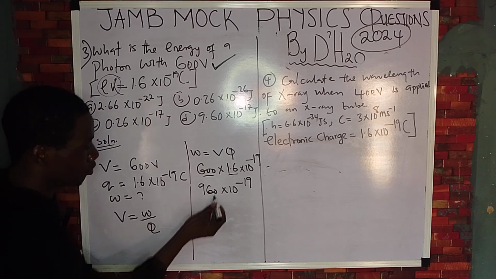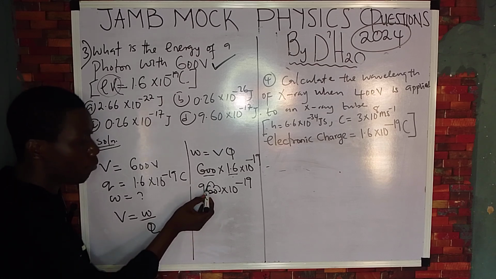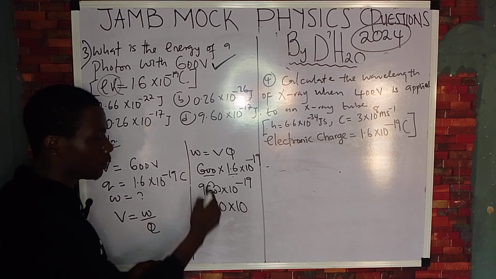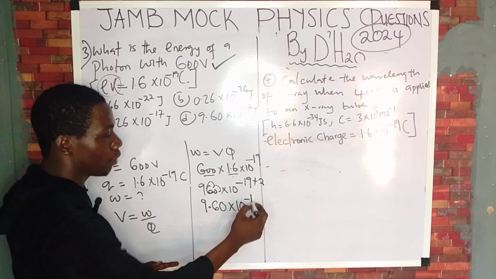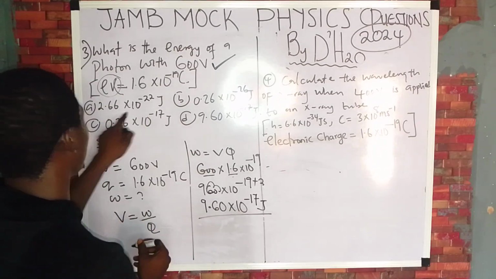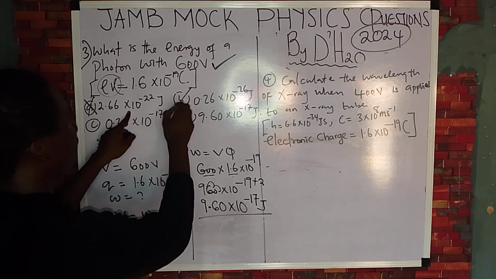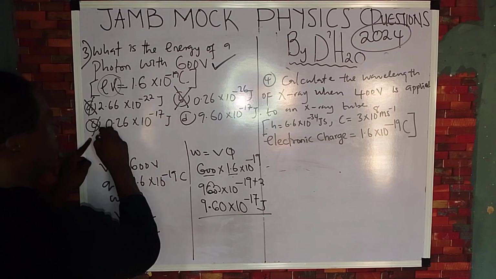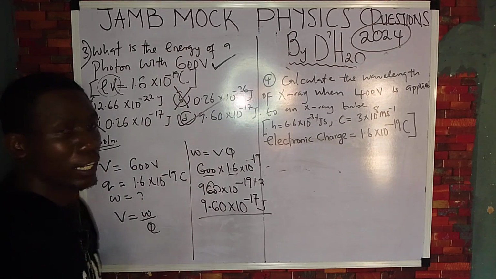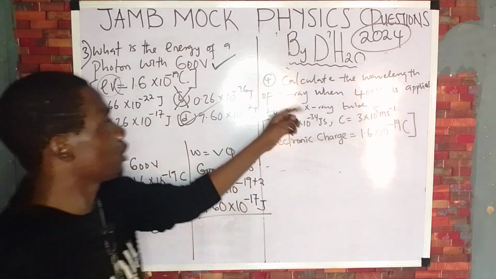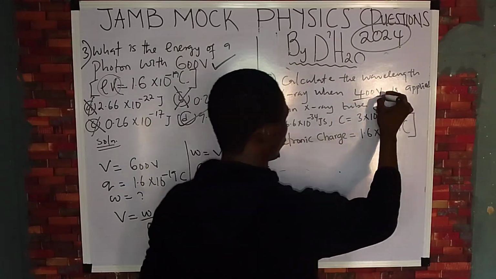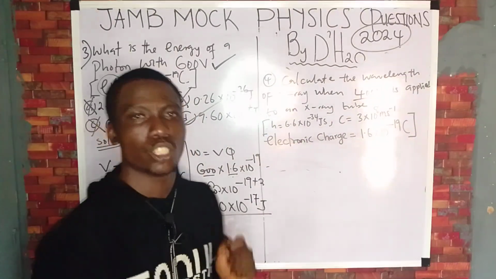So what do you do? Remember, you take your point from here, 1, 2. You have moved 2 times, so you have 9.60 times 10. If you move 2 times, you add 2 to the power, and that will give us minus 17 joules. Let's see whether we are correct. Yeah, our answer is not A. Our answer is not B. Yes, our answer is not C. D is 9.60 times 10 raised to the power minus 19. So that's the answer. Okay? Yeah. Now let's go to the next one. Calculate the wavelength of an X-ray when 400 photon is applied to an X-ray tube.